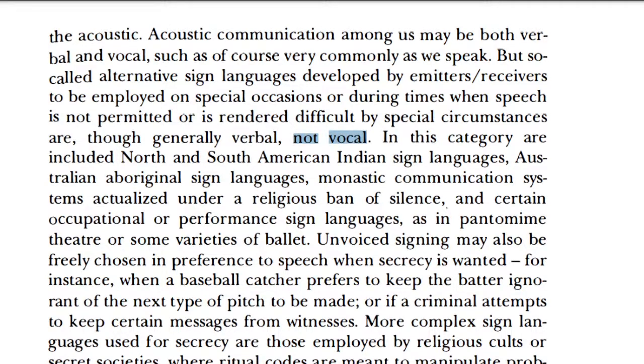Wow, interesting, huh? In this category are included North and South American Indian sign languages, Australian Aboriginal sign languages, monastic communication systems actualized under a religious ban of silence, and certain occupational or performance sign languages, such as in pantomime theater or some varieties of ballet.